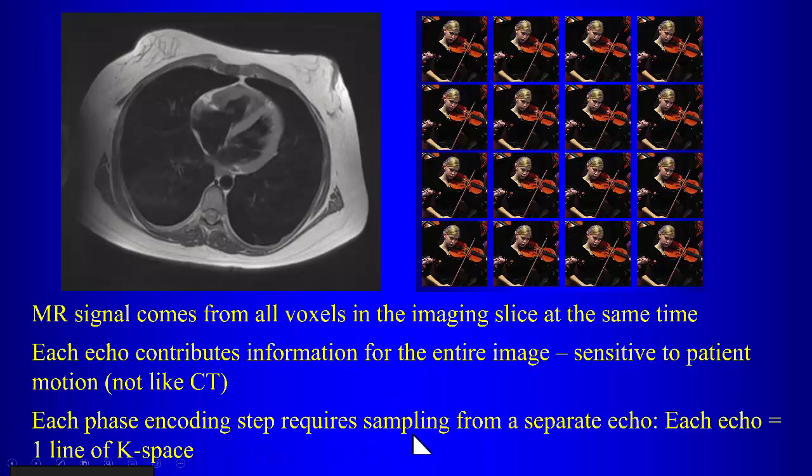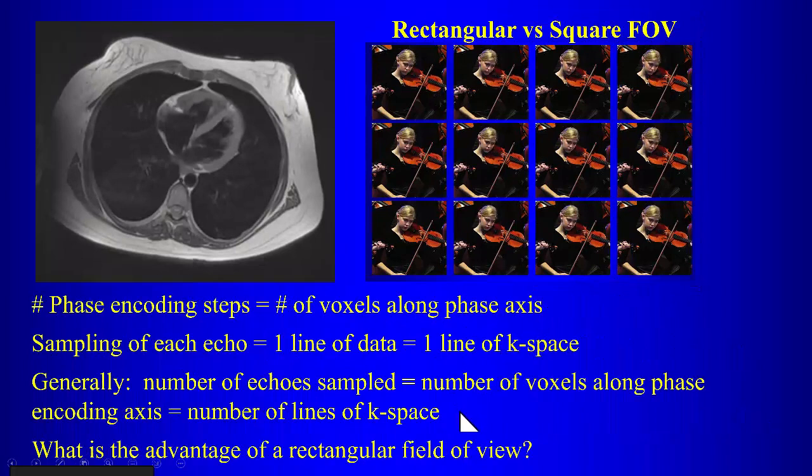Each phase encoding step requires sampling from a separate echo. This is where K-space comes in: each echo corresponds to one line of K-space. Now we can have rectangular or square field of views, the phase encoding steps, number of voxels along the phase axis. We're sampling each echo, one line of data, one line of K-space. Each echo gives you one line of K-space.